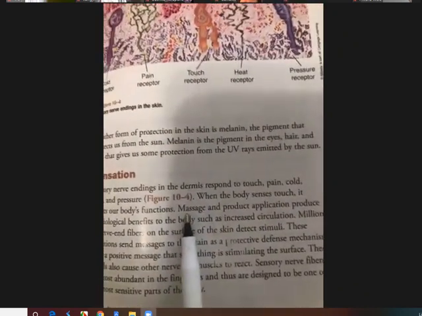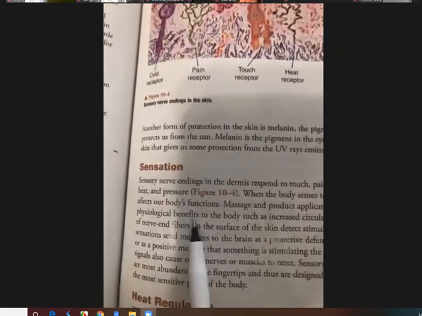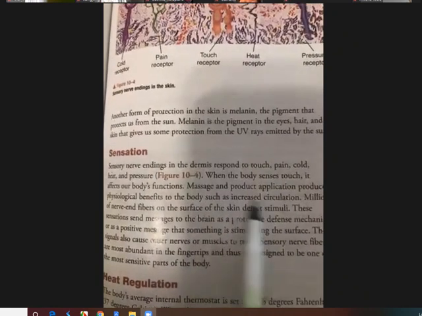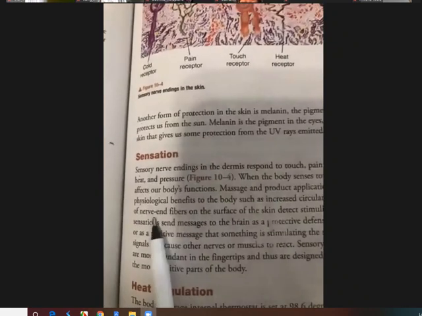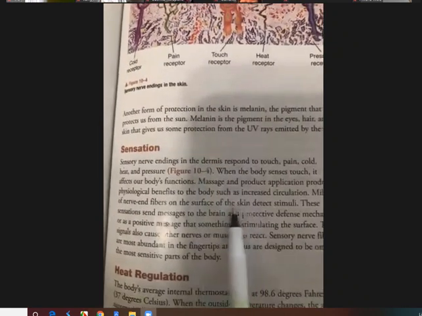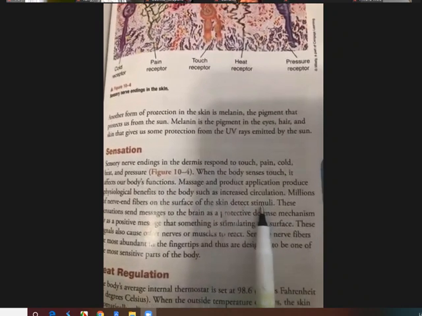So when the body senses touch, it affects our body's function, like massage and product application, which produce physiological benefits to the body, such as an increase in circulation. There are millions of nerve-ending fibers on the surface of your skin that detect stimuli.